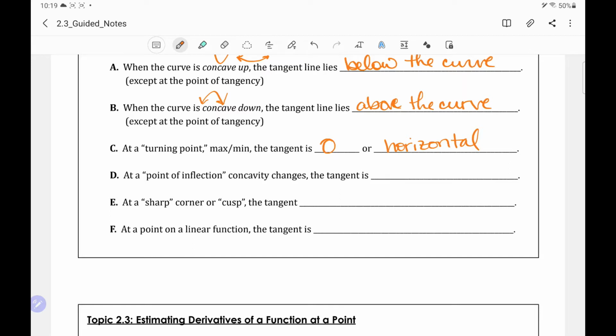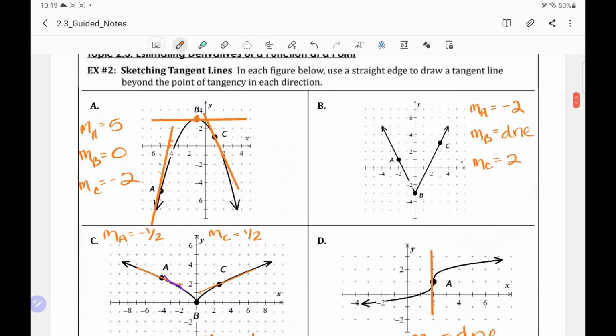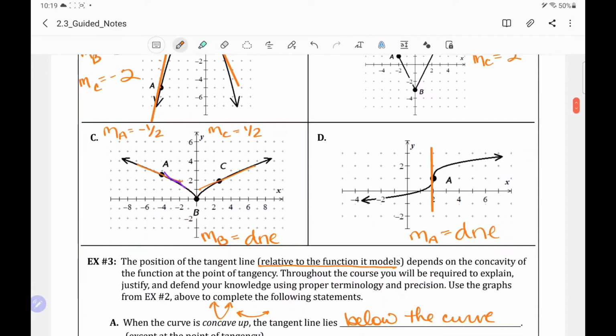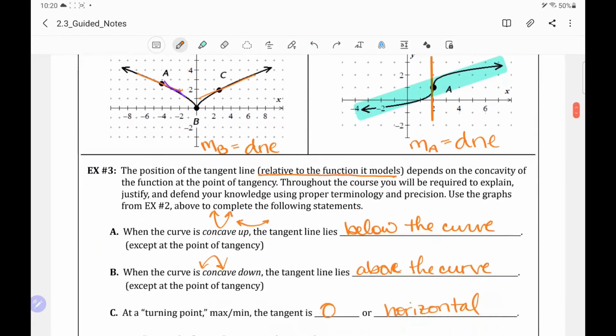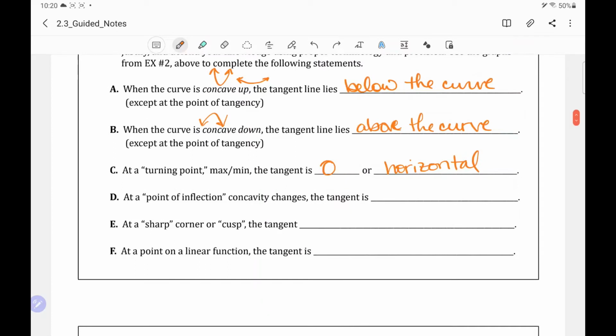At a point of inflection, concavity changes. I feel like that was bad English. Right here, for example, let's look at this graph. So for the concavity here, we are, oh, I need to go back to my pen. We are concave up, actually, and here we're concave down. Notice that the concavity changes at point A, okay? So where the concavity changes, we are going to have a slope that does not exist, okay? So you could look at it as a vertical line.